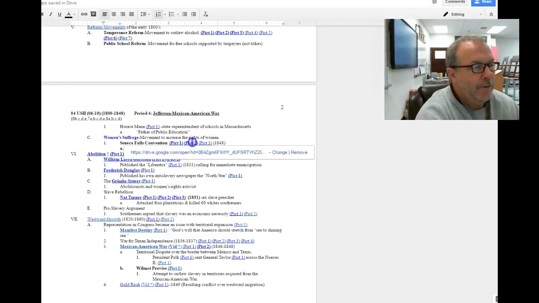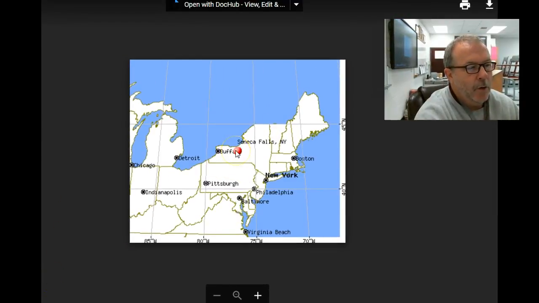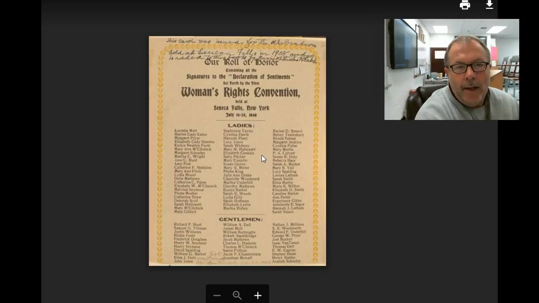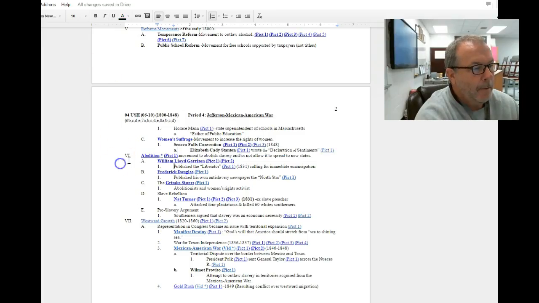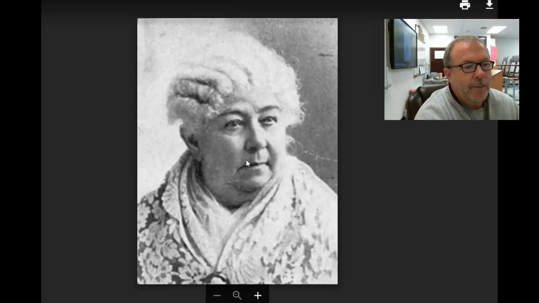So the Seneca Falls Convention was pretty important as it related to women's rights. It was held up in Seneca Falls, New York, which is a town found right along the Erie Canal, which made it easier for the women to get to the convention. And the membership of the convention incorporated both women and men, as seen from this list here. Elizabeth Cady Stanton played an important role in this convention.